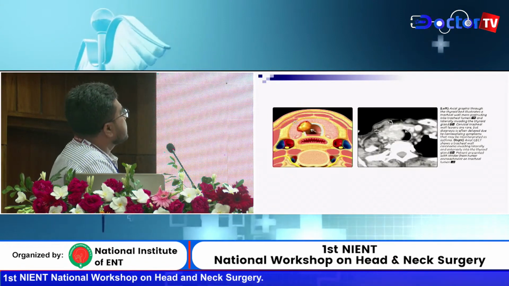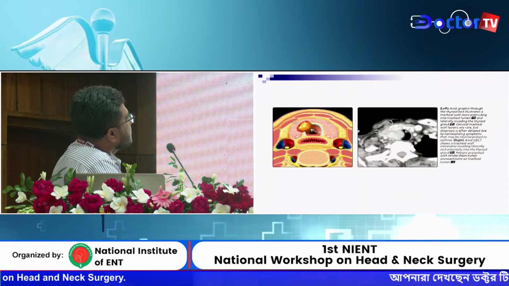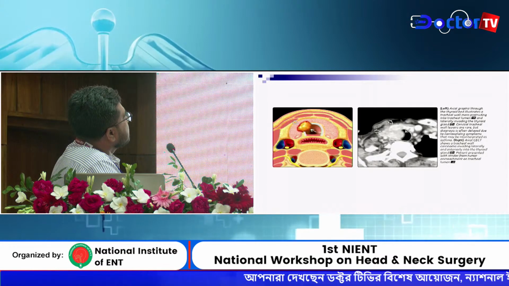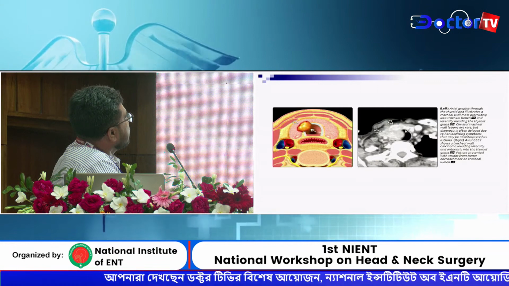Another subglottic mass. We see there is a circumferential tracheal ring, and there is a mass in the right side of the tracheal wall. The lesion also involves the right lobe of the thyroid gland. There are some necrotic lymph nodes at level 4.